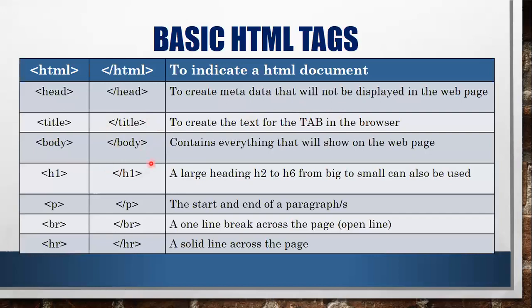Then the next part is the body. Now, the body contains everything that is going to show on your website. Okay. Like in Word, we've got headings and styles. H1 is a large heading. Then it can go all the way to H6. So in Word, in your styles, heading 1 for your main headings, heading 2 for your subheadings, heading 3, etc. This works exactly the same way. So all these basic HTML tags, that is going to be H1.